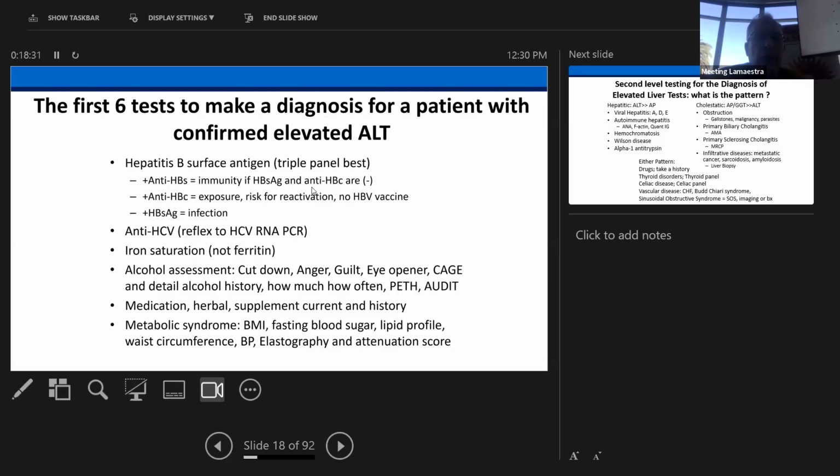And then back to metabolic syndrome. We want a BMA, we want a fasting blood sugar, we want a lipid profile, waist circumference, blood pressure, elastography, attenuation score. And I think we should have a hemoglobin A1C in there. I need to add that in.